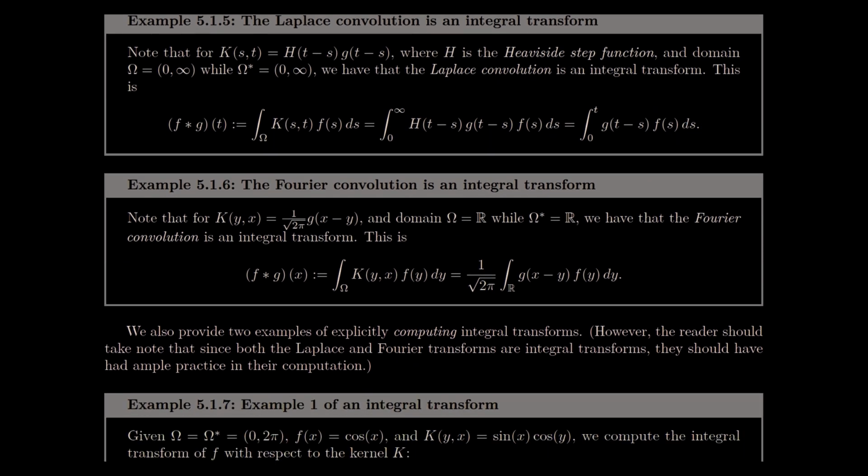And then the Fourier convolution is even easier than that. We just have 1 over root 2 pi times g of x minus y for our function of both y and x. Plug that in and we see exactly the Fourier convolution. So all sorts of great examples of integral kernels and transforms. You can go onto Wikipedia or other online websites and just type in integral transform.